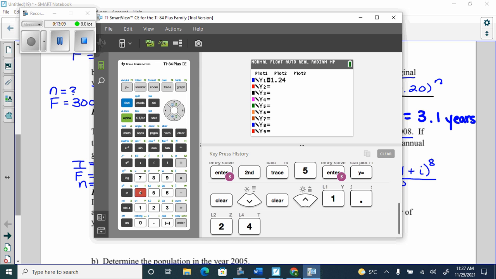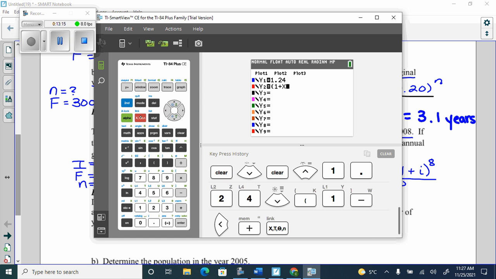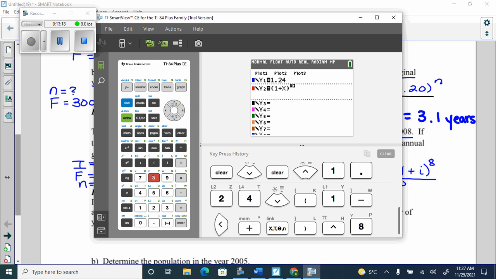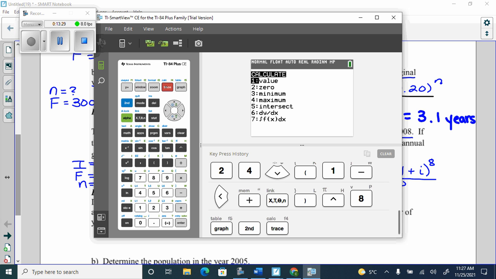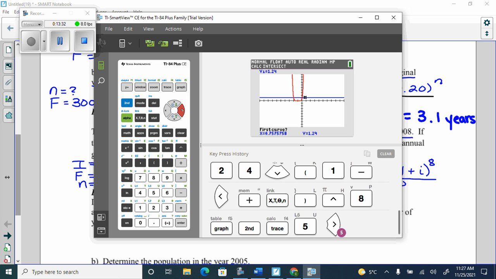So y1 is 1.24, and y2 is 1 plus i, which I'm just going to use an x, to the 8. And then I press graph. Now there's going to be 2 answers here. One doesn't make any sense because it's a negative interest rate. So don't find that one. So second, trace 5. I need to be over here where the positive one is. And it should be a teeny tiny decimal. Why should it be a teeny tiny decimal? Yeah, because it's close to the y-axis, and it's an interest rate in decimal form, right? If it's like 3.7, that's 370%. That doesn't make sense, right? It needs to be a number between 0 and 1.